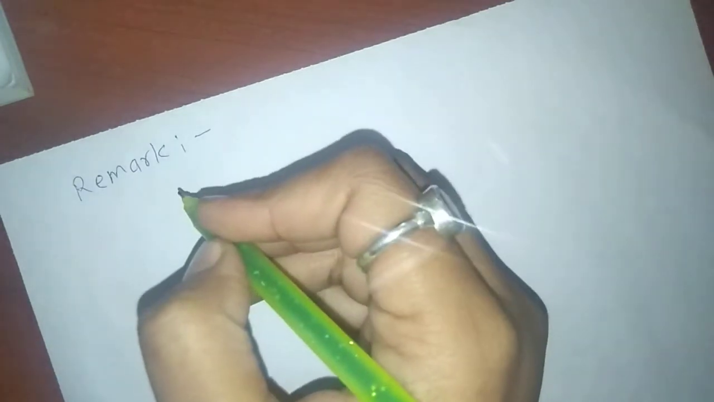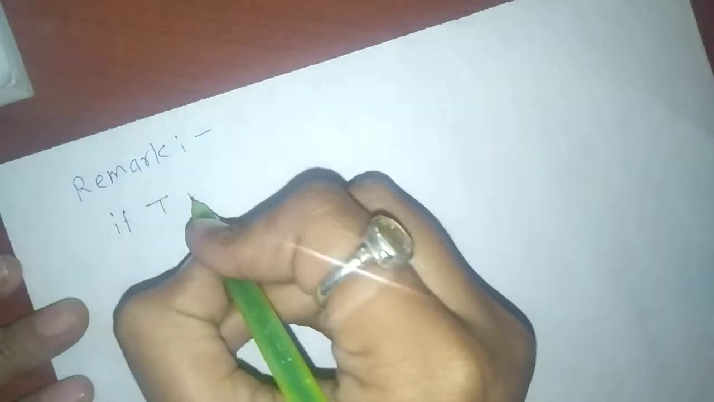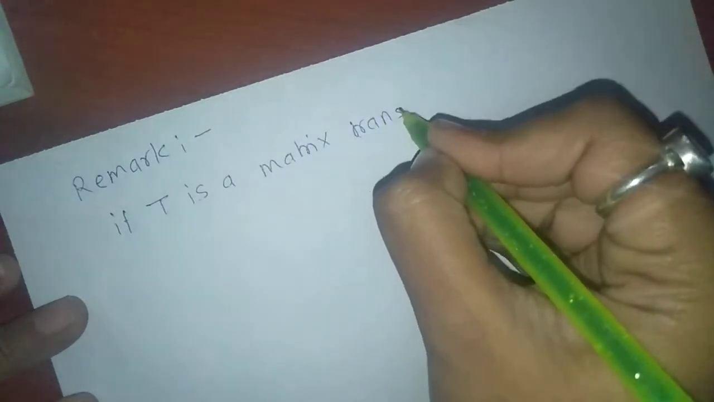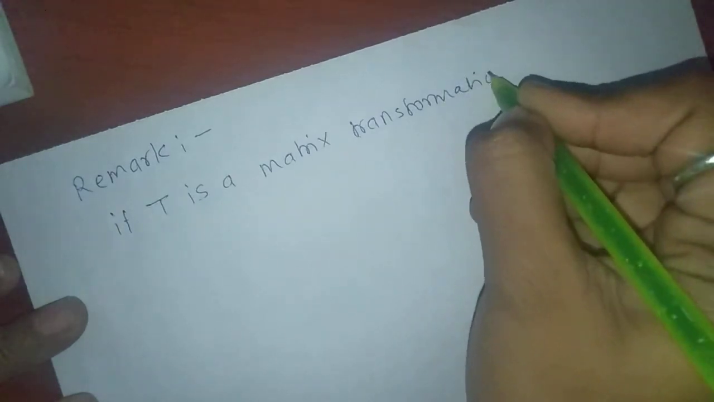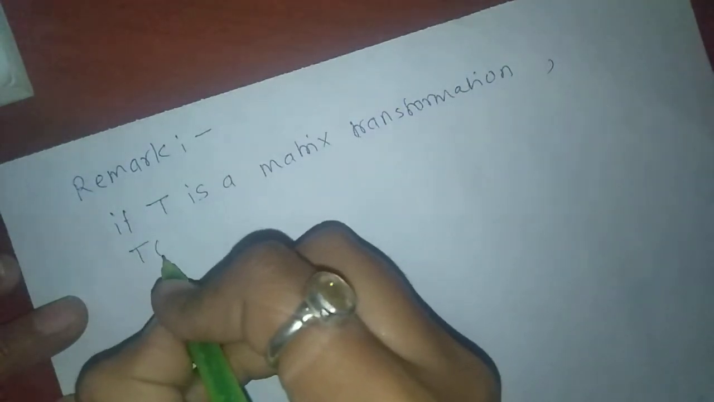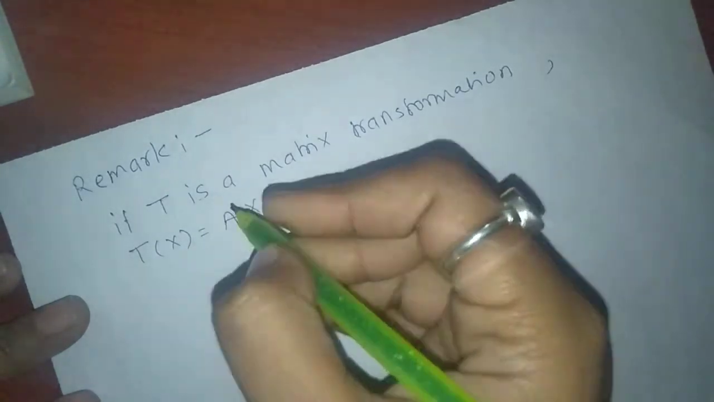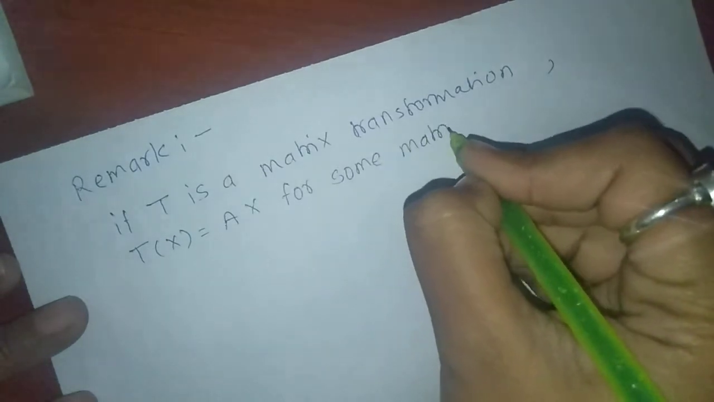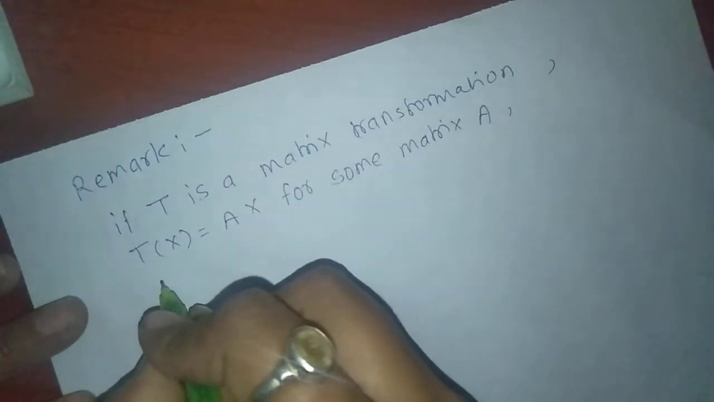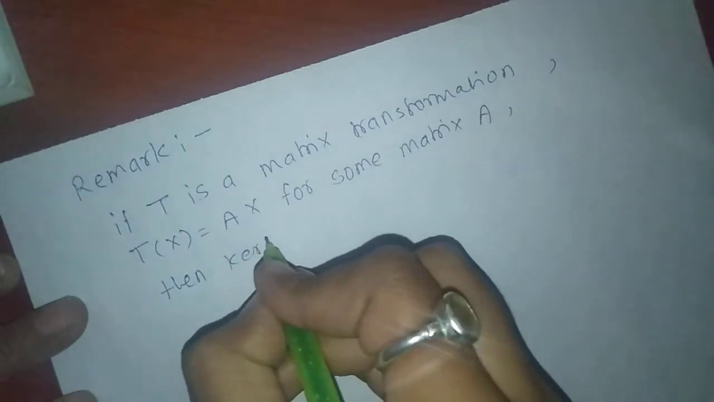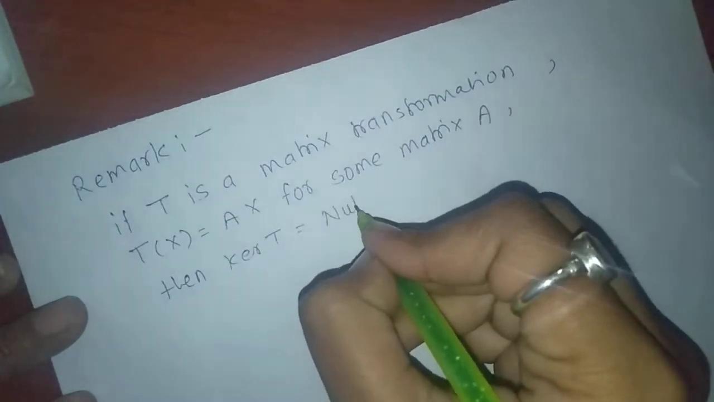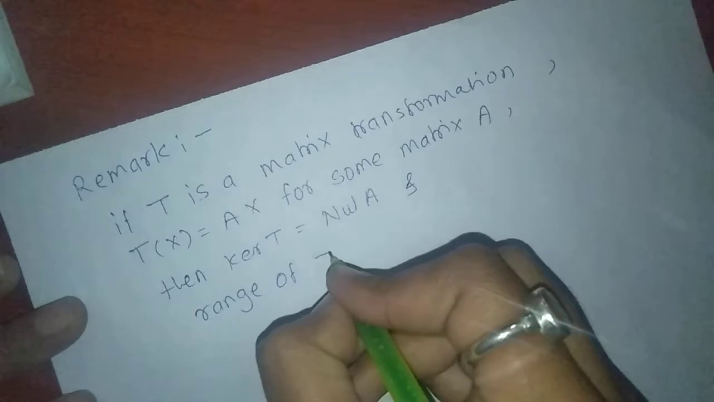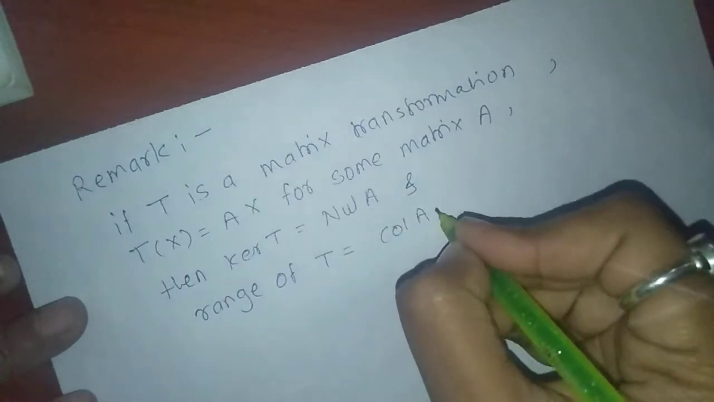If T is a matrix transformation, T of x equal to A into x for some matrix A, then kernel of T equal to null space of A and range of T equal to column space of A.